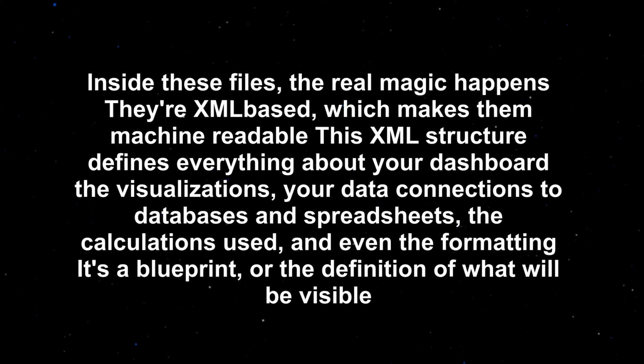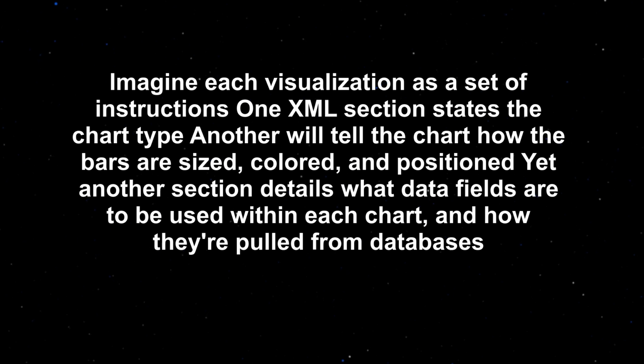This XML structure defines everything about your dashboard: the visualizations, your data connections to databases and spreadsheets, the calculations used, and even the formatting. It's a blueprint, or the definition of what will be visible. Imagine each visualization as a set of instructions. One XML section states the chart type, another will tell the chart how the bars are sized, colored, and positioned. Yet another section details what data fields are to be used within each chart and how they're pulled from databases.